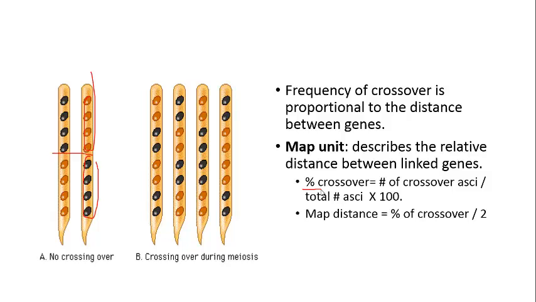We could use the percent crossing over to figure out the map distance between two genes. To determine the map distance, you're going to take the percent of crossing over and you're going to divide that number by 2. So if 50% of the asci show crossing over, then those two genes, whatever those two genes might be, are 25 map units apart.